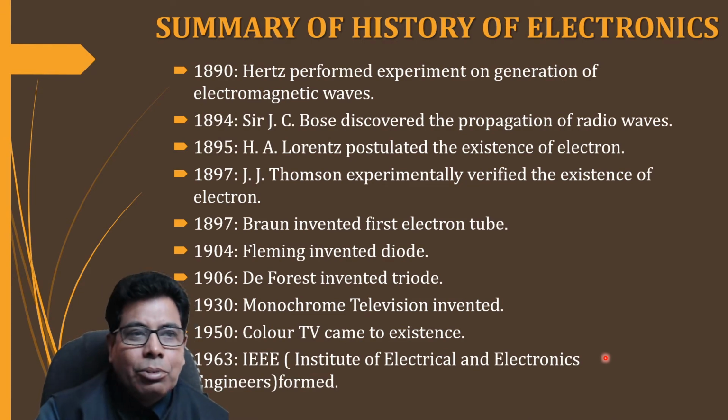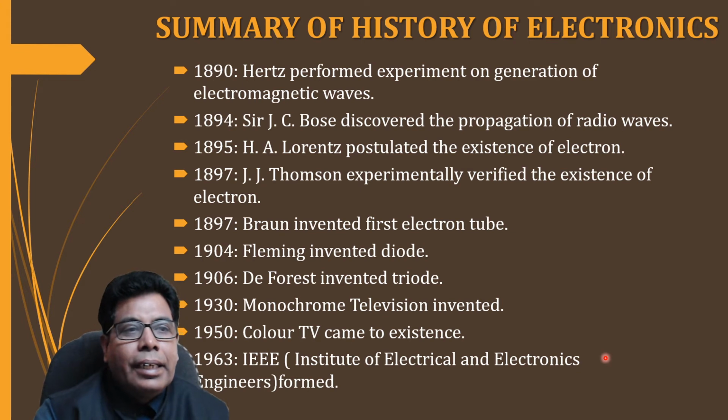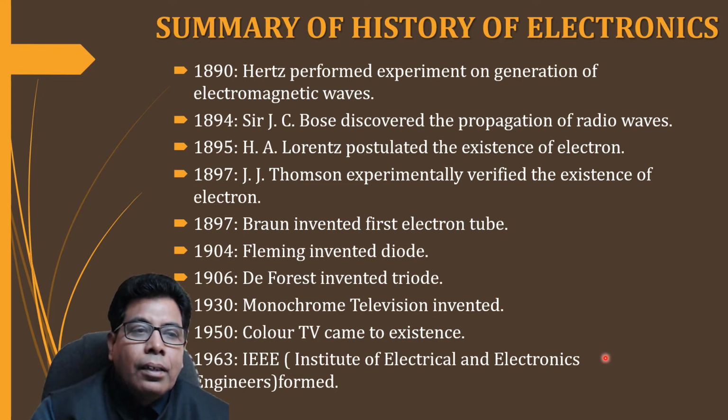So let us come to the summary of the history of electronics. In 1890 Hertz performed an experiment on generation of electromagnetic waves. Then J.C. Bose discovered the propagation of radio waves. The electromagnetic waves are the waves which are radiated through space.